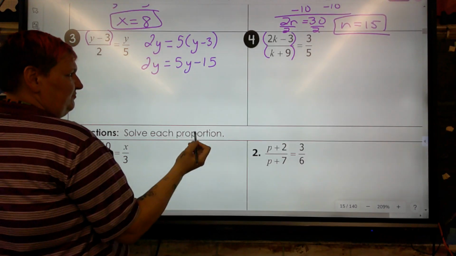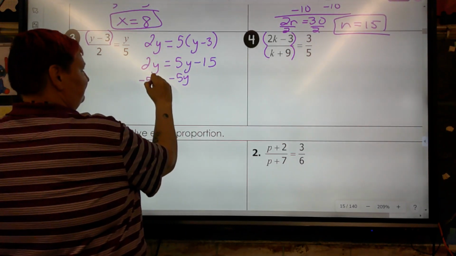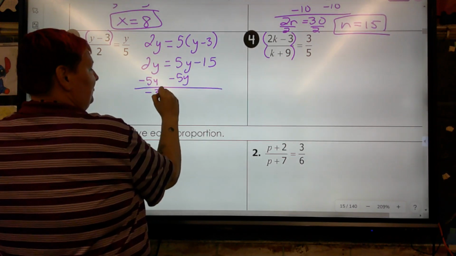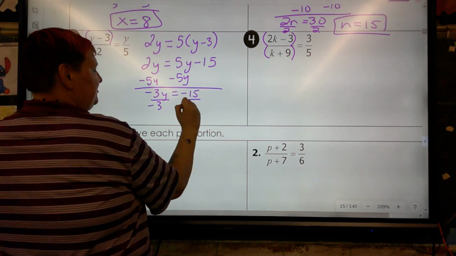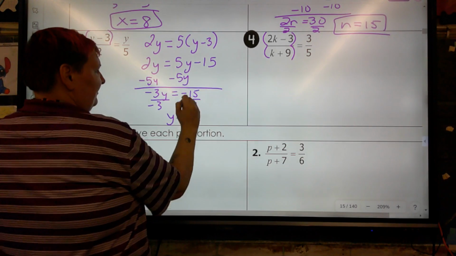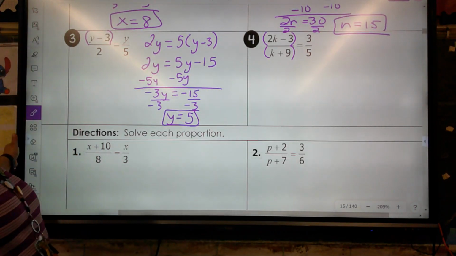No like terms to combine. Move my variables. Negative 3y equals negative 15. Get rid of my coefficients. A negative divided by a negative is a positive. So y equals 5.